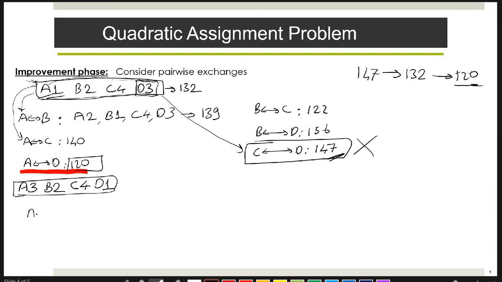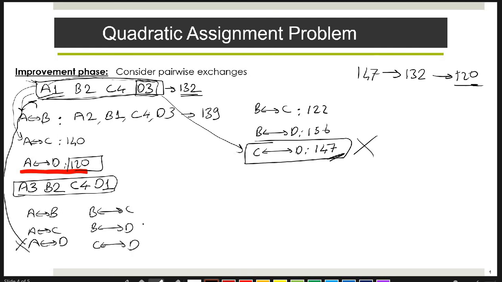Again, in this solution, you can replace A and B, then A and C. If you replace A and D, it will return back to the previous solution, so there is no need to evaluate that solution. I mean the previous solution is this one. If you replace A and D, you will obtain this one. So there is no need to consider this anymore. Then B and C, B and D, and then C and D. 6 possible cases again, and you need to calculate their objective function values.